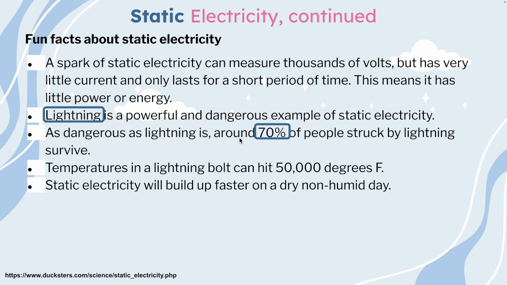As dangerous as it is, only around 30% of people struck by lightning end up dying. 70% survive. Most people survive, and it's usually because they don't get struck directly, and the biggest concern is it could affect their heart, and if people give them CPR, they can come back. Now, they will potentially have long-term negative effects, but they usually survive. Temperatures in a lightning bolt can be as high as 50,000 degrees Fahrenheit. But again, it just lasts for part of a second. Static electricity will build up faster on a dry, non-humid day.